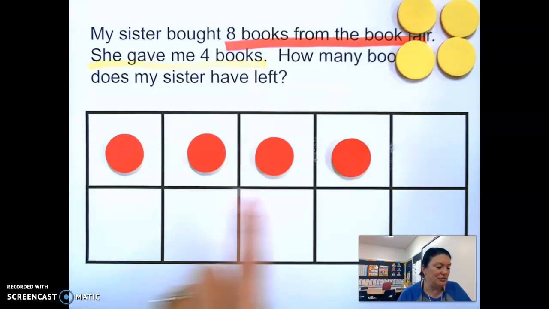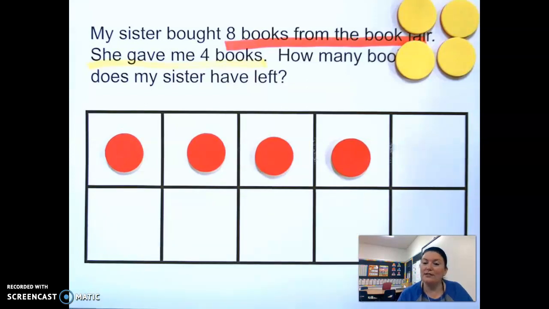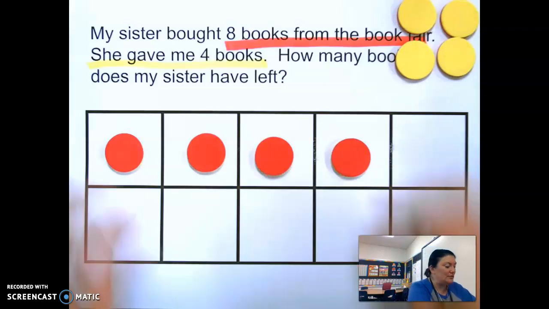1, 2, 3, 4. So we could use our sentence stem and say 4 take away, there goes Miss Langford with that mathematician mistake again. I'm looking at the numbers on the screen and I'm reading ahead of myself. I could use my sentence stem to say 8 take away 4 is 4. I could also say that 4 is 8 take away 4. Either way is correct, boys and girls.